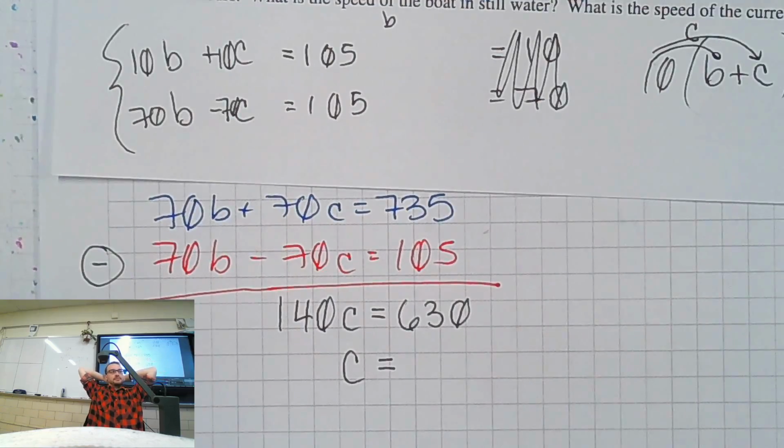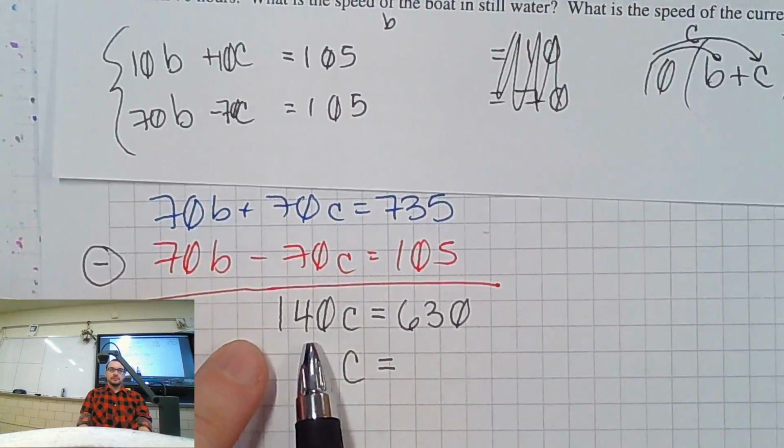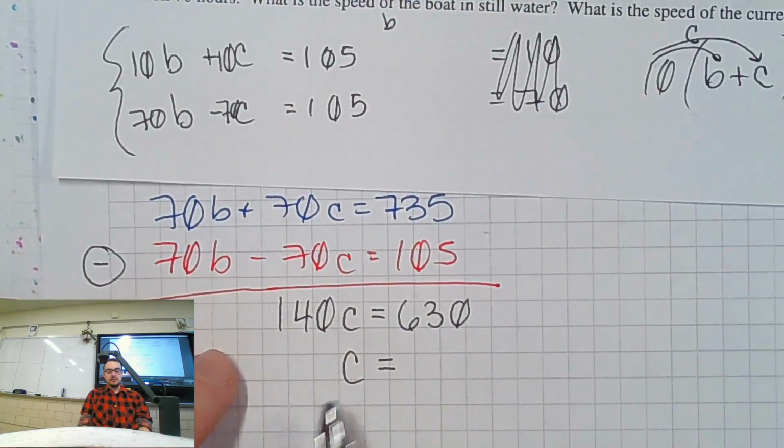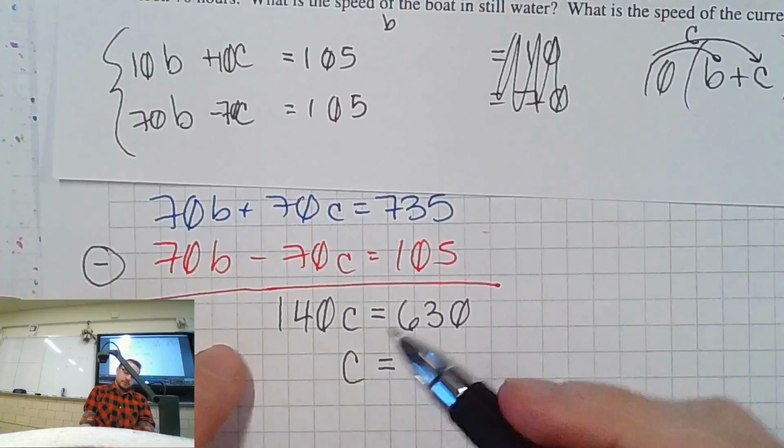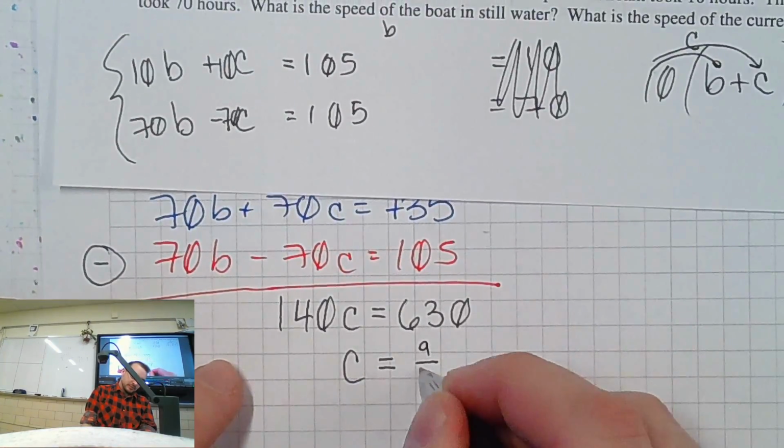Four and a half? Why 4.5? If we do it times 4, we get 400 plus 160, right? It's going to be 560. 560 plus half of this, which is 70, gets us that. So C is 4.5. I'm going to write that as 9 over 2.